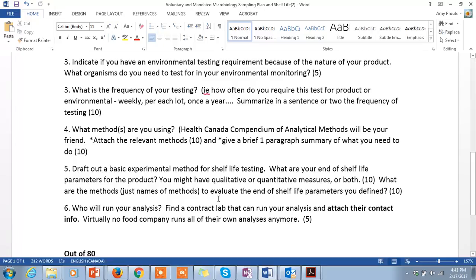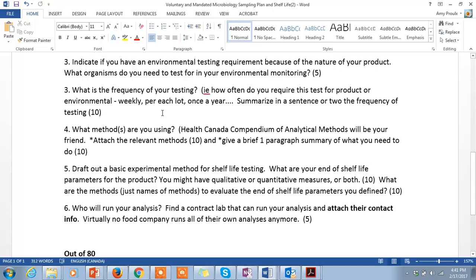In many cases, to validate for the efficacy of sanitation procedures, they will often do ATP or total plate count testing. Do you need to do this in your environment? Ask that question, think critically, and go ahead and do that.